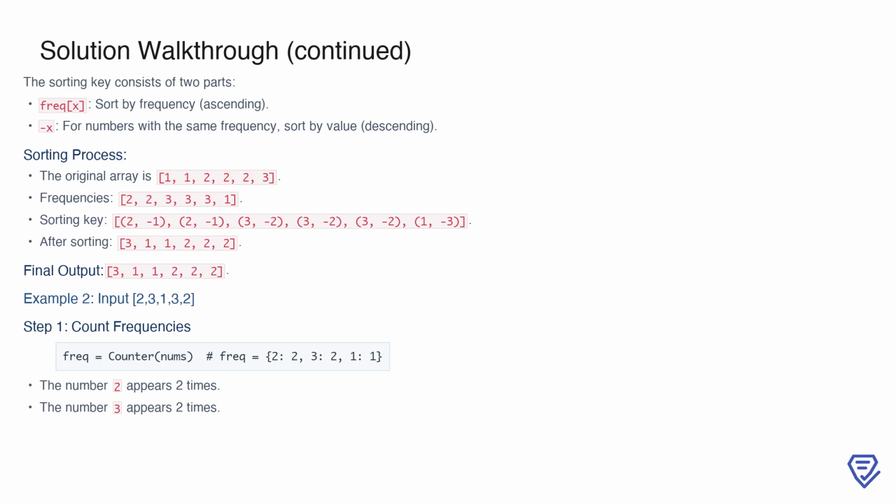The final sorted output for this example is 3, 1, 1, 2, 2, 2. Now, let's analyze another example.